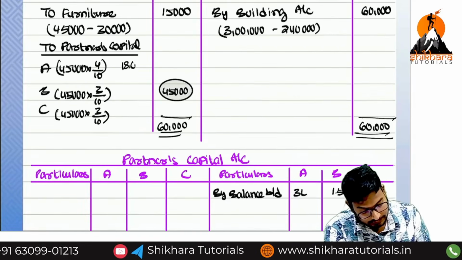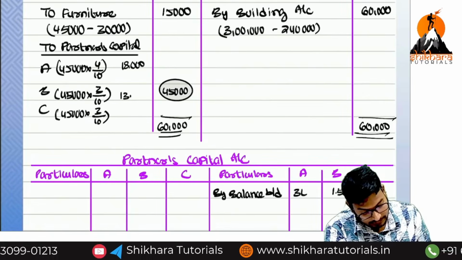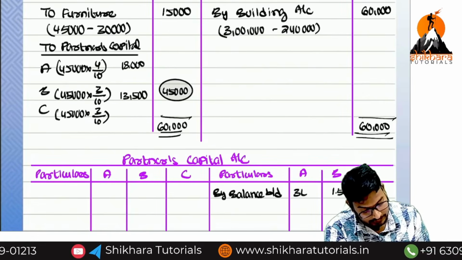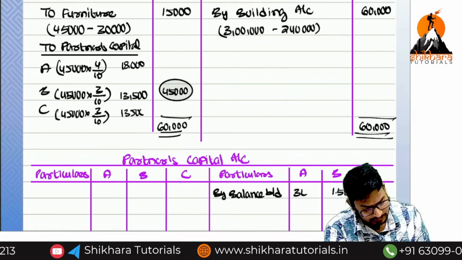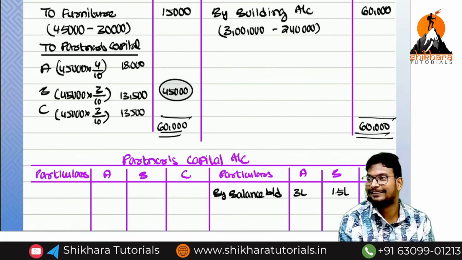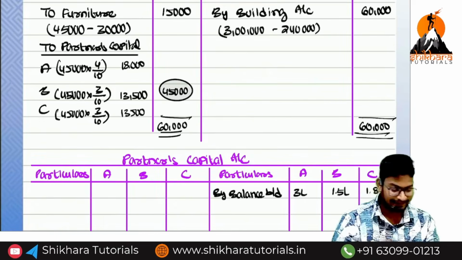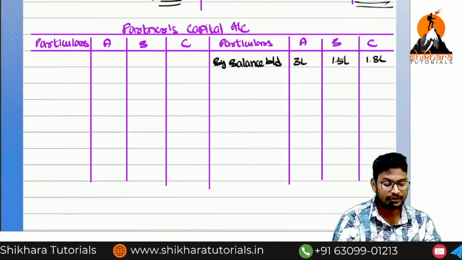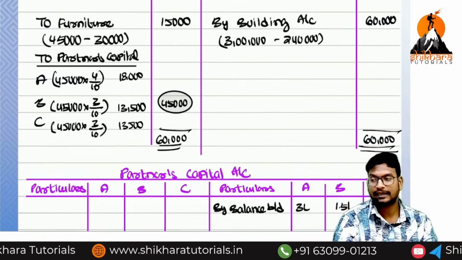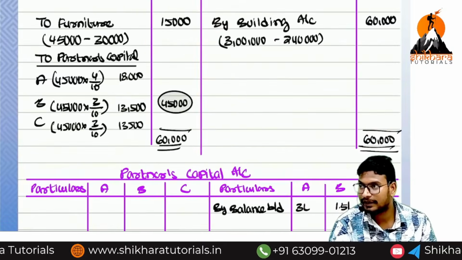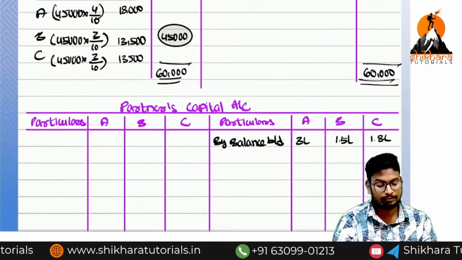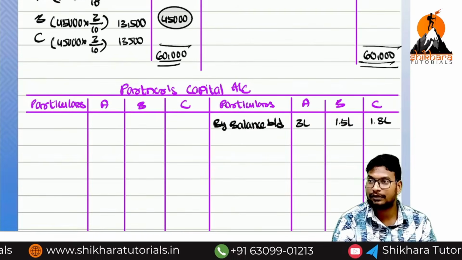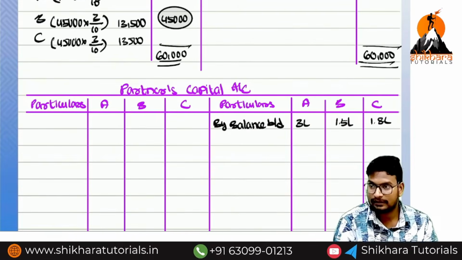18,000, 13,500, 4,000. So where do we need to record this? We need to transfer to the current account. Which account? Current. In the partners' capital account, we transfer only additional capital and drawings in the form of cash.